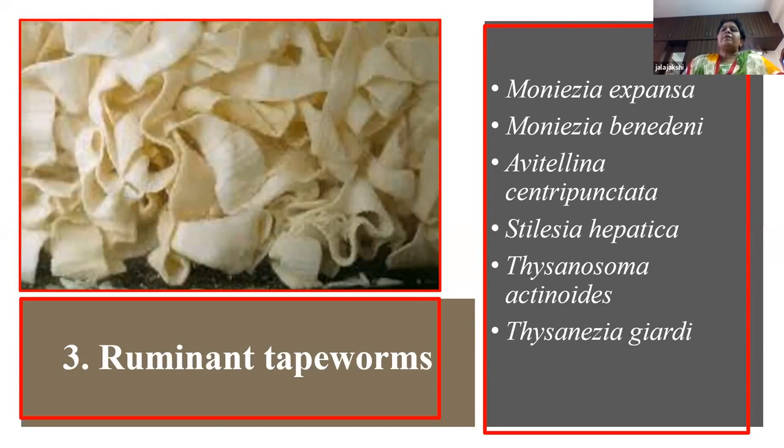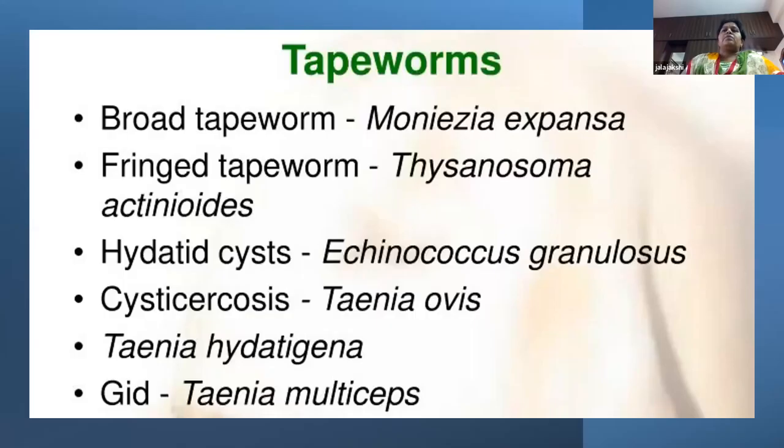Of all these tapeworms, the most common tapeworm of sheep and goat is Moniezia, also called the broad tapeworm. The adult worms cause few symptoms in the definitive host, but their larval stages or metacestodes cause considerable damage to the sheep and goat intermediate hosts. Moniezia expansa is commonly called the broad tapeworm, and Thysanosoma actinioides is also called the fringed tapeworm. Echinococcus granulosus causes the hydatid cyst, which has zoonotic importance, Taenia ovis and Taenia hydatigena cause cysticercosis, and Taenia multiceps causes gid or circling disease.